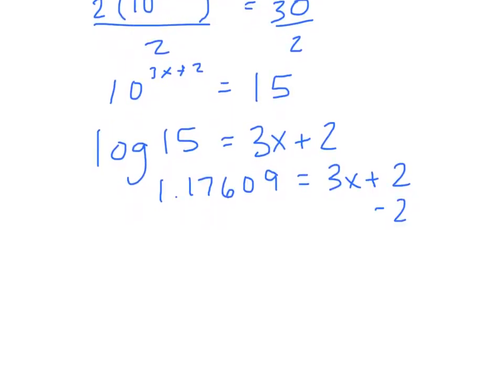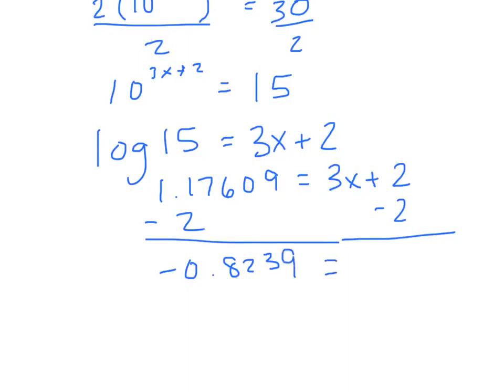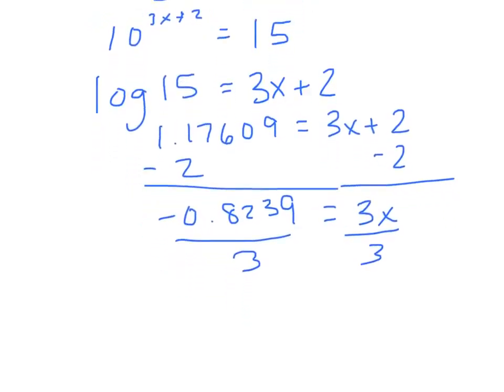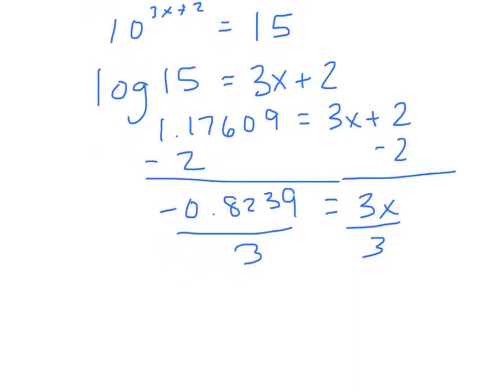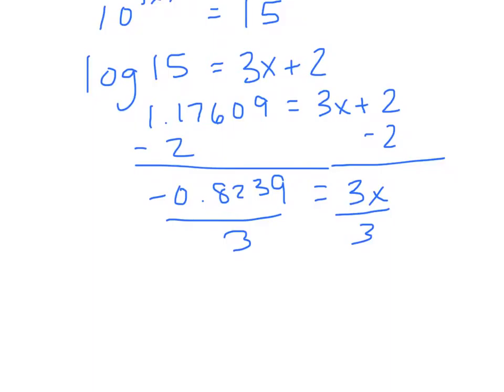So I subtract 2 on both sides, which gives me negative 0.8239 equals 3x. Then I'll divide by 3, and I get x equals negative 0.2746.